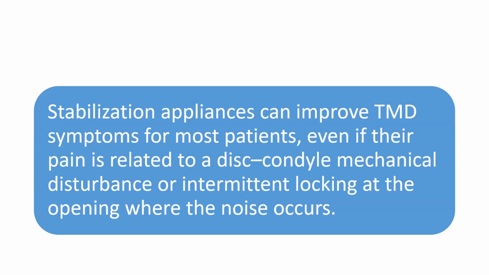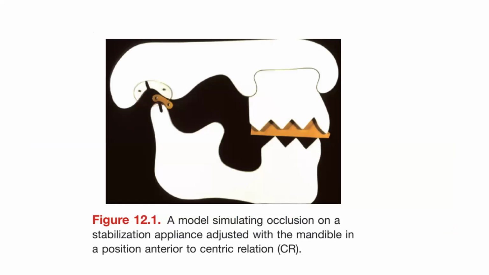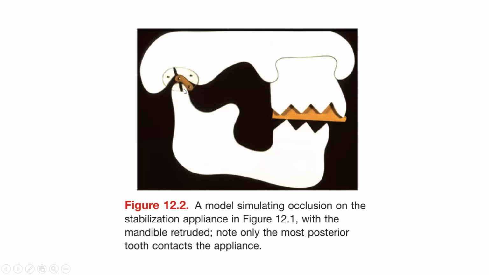So the stabilization appliance can help to improve the temporomandibular disorder symptoms for most patients, even if their pain is related to disc-condyle mechanical disturbance, or even if there is intermittent rocking at opening, where there is joint pain and joint sound. So this is the stabilization appliance, and when the condyle is positioned anteriorly, then this stabilization appliance has contact on all the anterior and the posterior teeth. But when the condyle is located at centric relation, then the stabilization appliance has contact only at the posterior teeth.